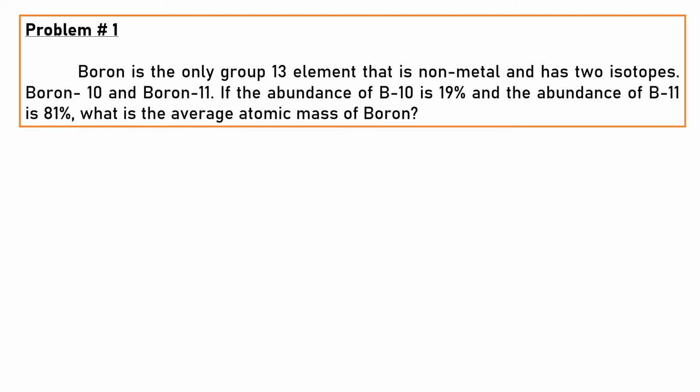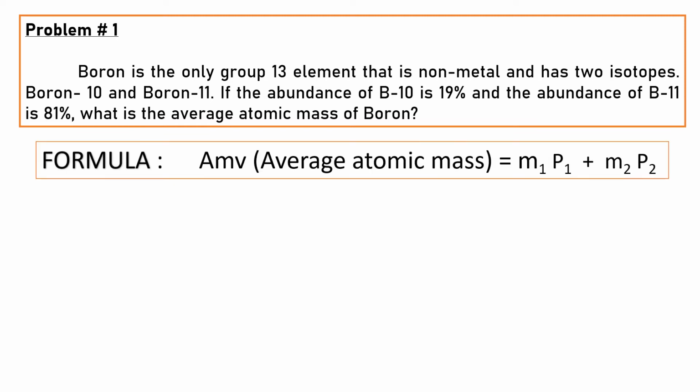Let us have boron. Boron is the only group 13 element that is a nonmetal and has 2 isotopes, boron 10 and boron 11. If the abundance of boron 10 is 19% and the abundance of boron 11 is 81%, what is the average atomic mass of boron? If we are going to solve for the average atomic mass, it is equivalent to mass multiplied by percentage, which is m1 times percentage 1 plus m2 multiplied by percentage 2. And if you have more masses and percentages, you can have m3 multiplied by p3 plus m4 multiplied by p4 and so on.